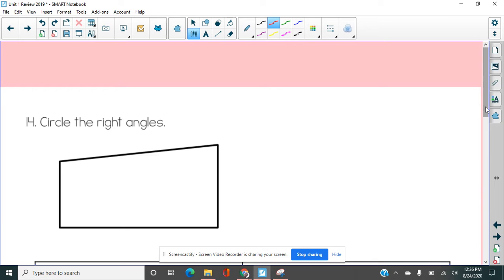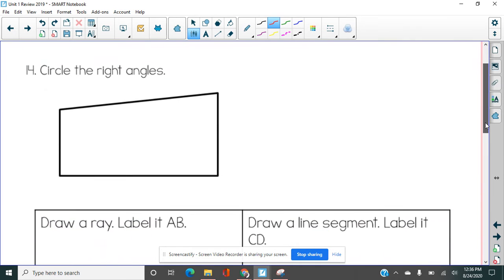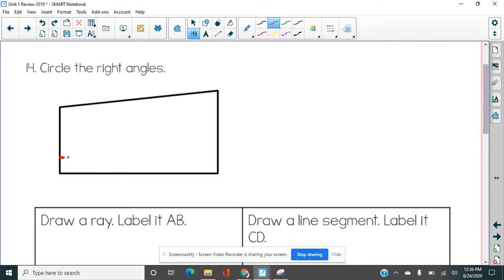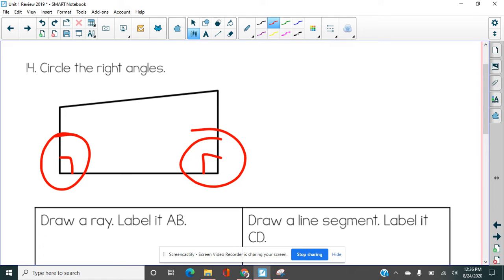Okay, last few things, right angles. Some of our shapes have right angles. This one is a right angle, see, right there. And is this one a right angle right here? Yep, it is, right? So there are two right angles on that shape. This shape is actually a trapezoid. The sides are parallel, but the top and the bottom are not.